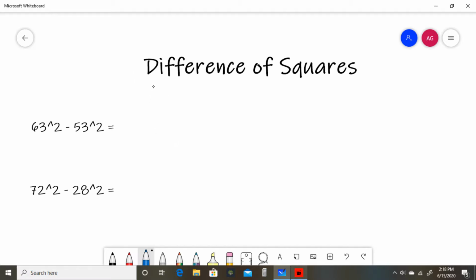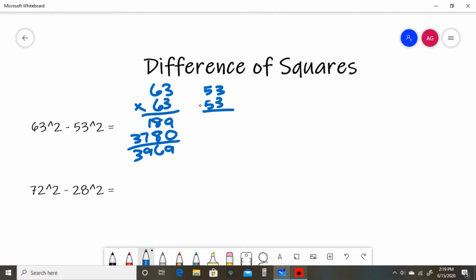To find 63 squared, simply multiply 63 by itself. 3 times 3 is 9, 3 times 6 is 18, have a placeholder 0. Basically just multiply this as normal. So 63 squared is going to be 3969, and 53 squared is going to be, so that's 159, placeholder 0, going to be 2809. Then to find the difference, all you have to do is subtract.